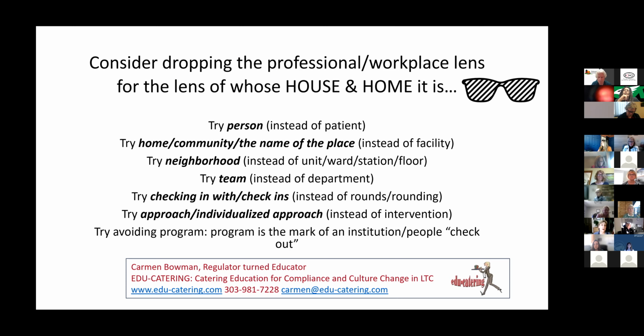So I encourage you to try person instead of patient, home and community, or just the name of the place instead of facility, neighborhood instead of unit or ward or station or floor, team instead of department, checking in with, it implies being equal, and check-ins equal, not even checking on, instead of rounding. Maybe we do use approach. I love individualized approach instead of intervention.